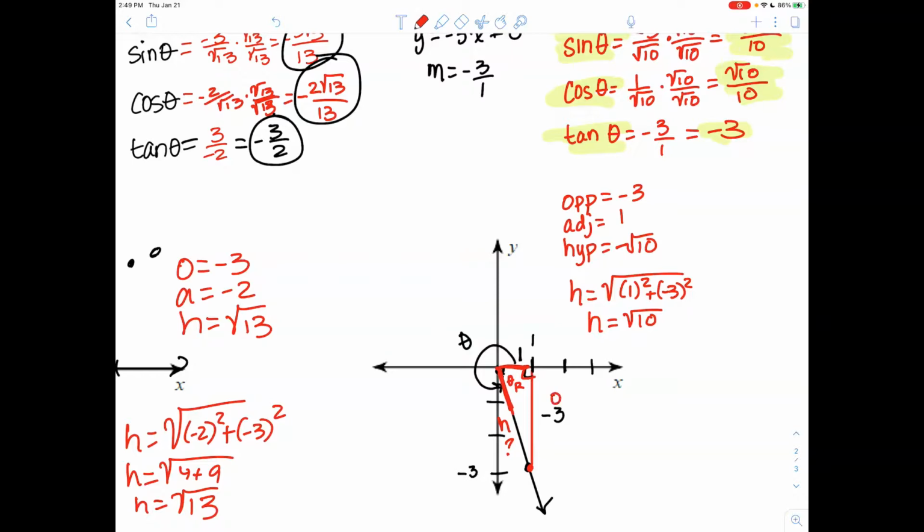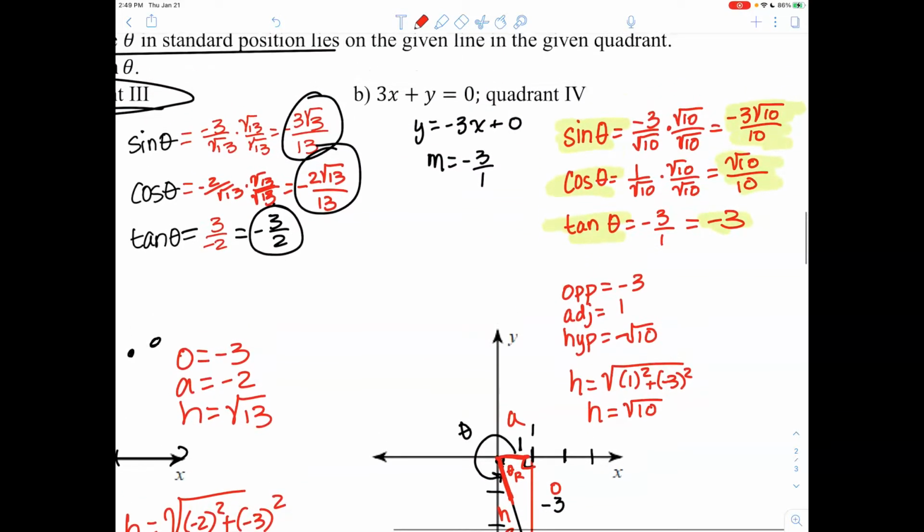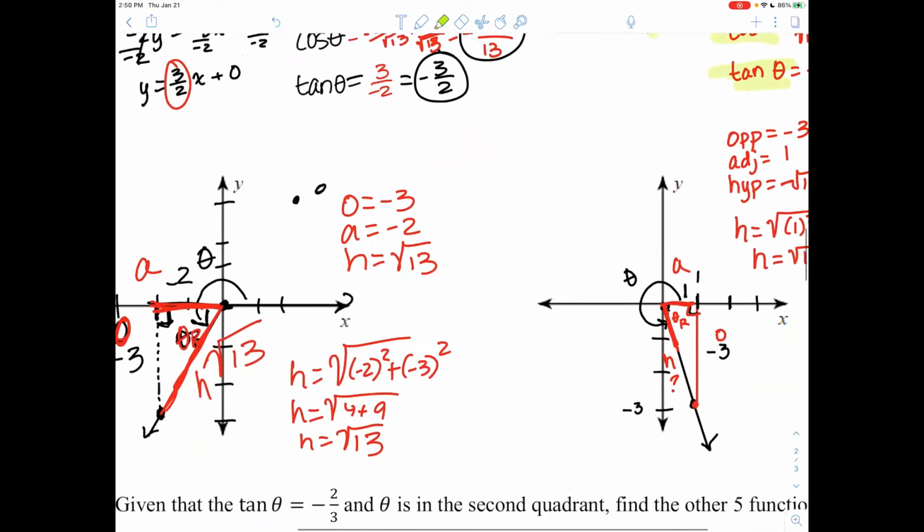So here's your opposite, adjacent, and your hypotenuse. We found the hypotenuse again. In this case, it was square root of 10. So here's your sine, negative 3 square roots of 10 over 10, and actually I would prefer the negative to be at the bottom there, so let me clear that up. The cosine was the square root of 10 over 10. And the tangent of theta is the slope of the line. Slope is tangent, which is leading us to the last question.